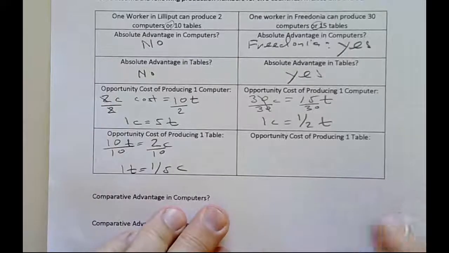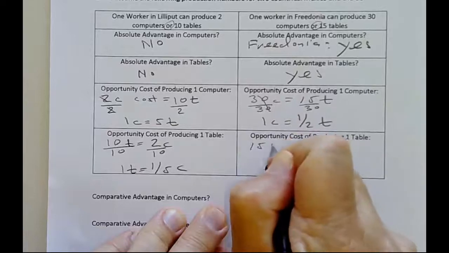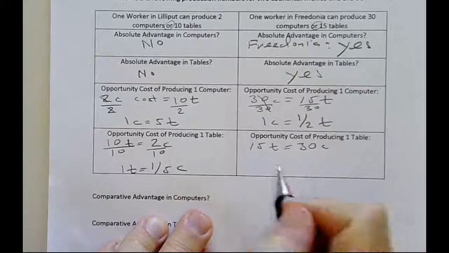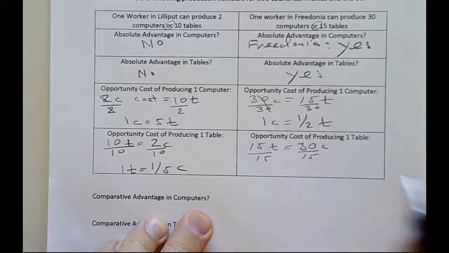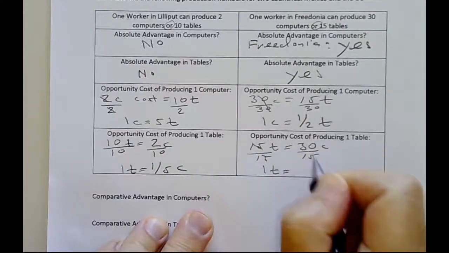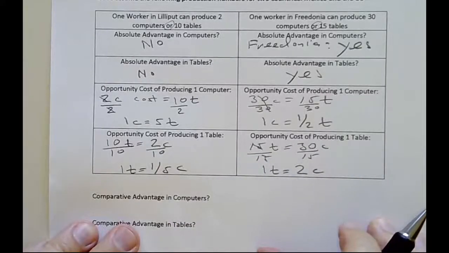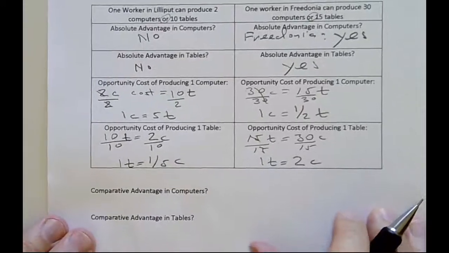Do the same thing for Freedonia. I know the cost of making 15 tables that was given to us is 30 computers. And I want to get it down to 1 so I can compare it with Lilliput. I divide 15 by itself, 30 by 15. 15 divided by 15 is my 1 table. And then 30 divided by 15 is 2. So every time I make a table in Freedonia, we give up 2 computers. So poor, again, Lilliput, who has no absolute advantage, does have the comparative advantage in table production.